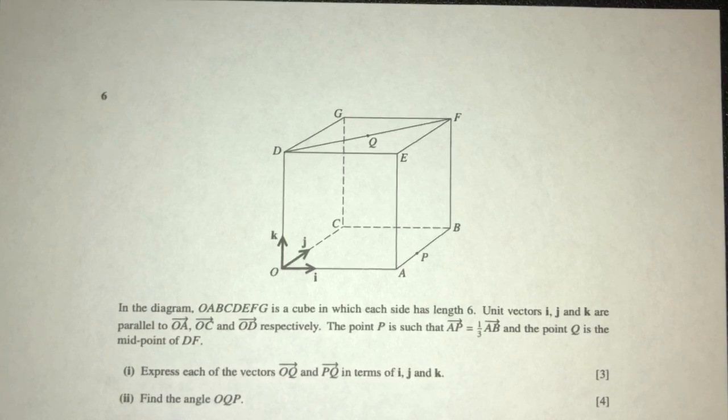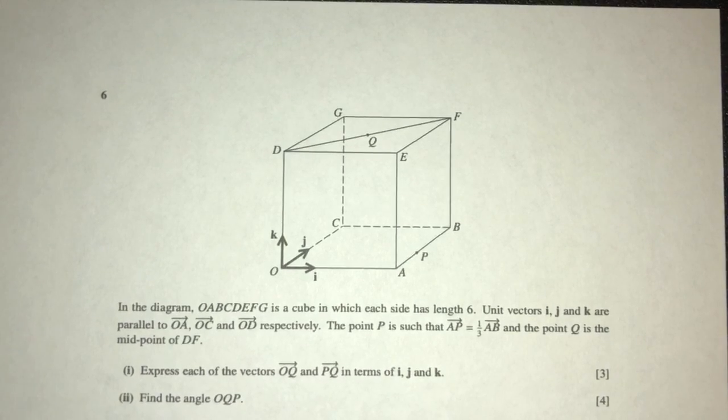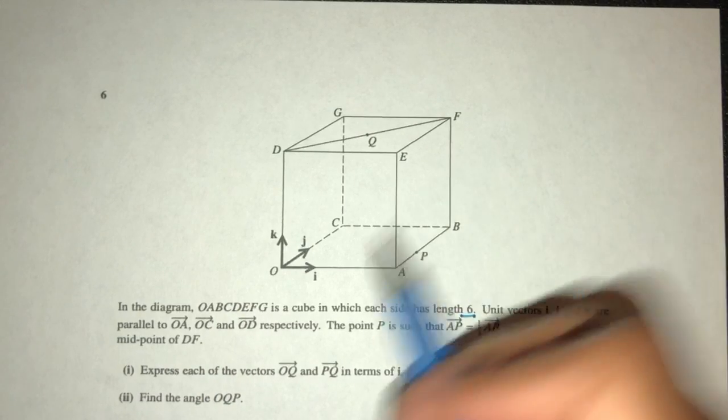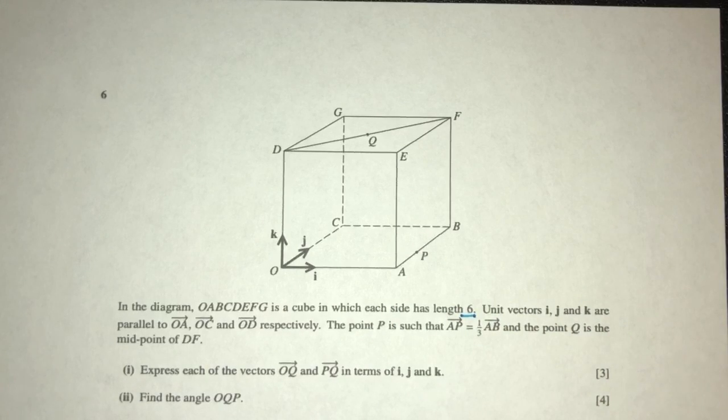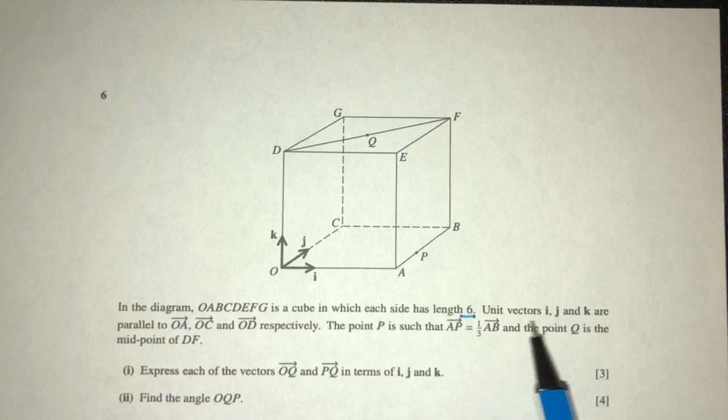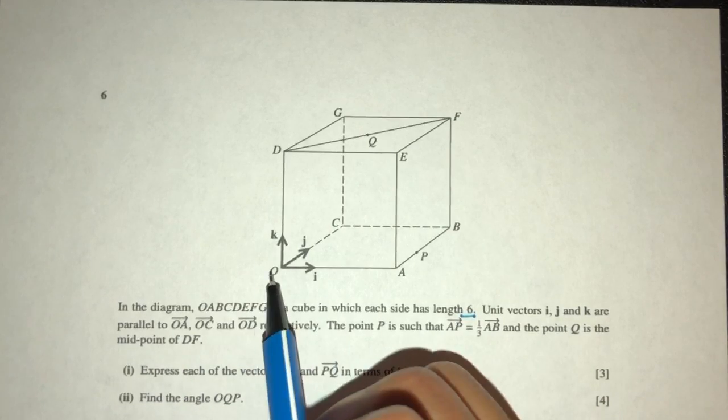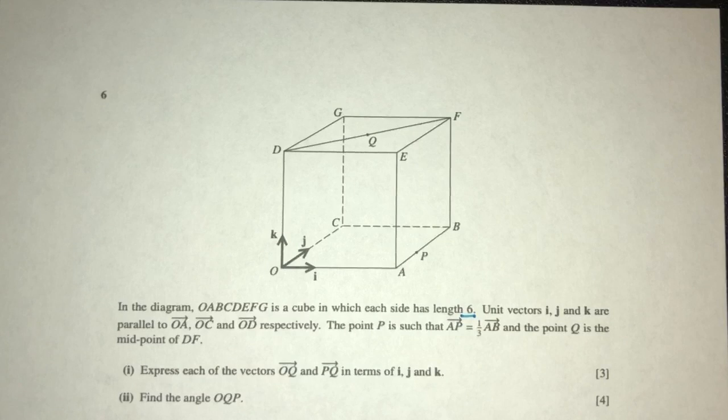Let's move on to the next question. So here we have a cube. As you can see, OABCDEFG is a cube in which the side is 6. 6, 6, 6, everywhere is equal, 6. Now the unit vectors i, j, and k are in the same direction as OA, OD, and OC, as shown in the diagram, obviously.